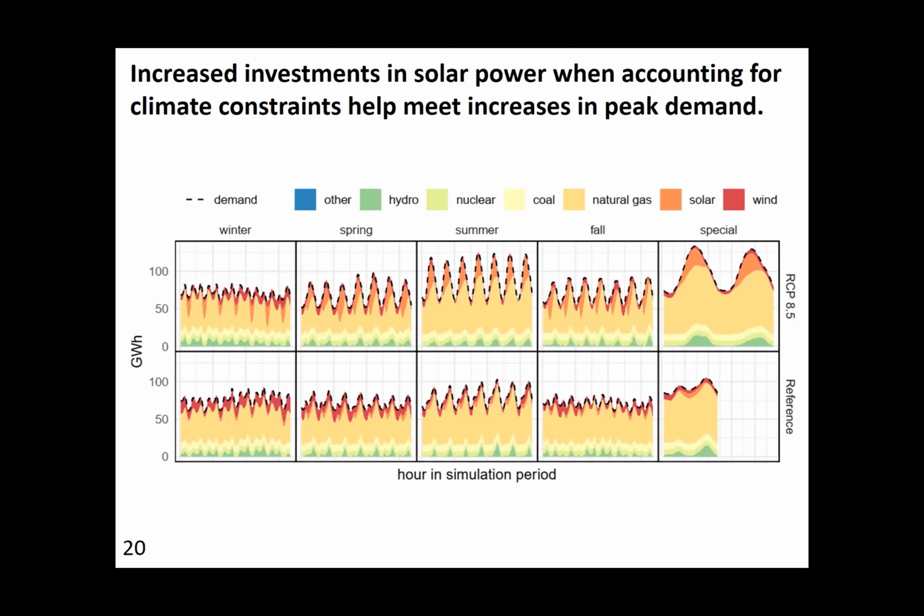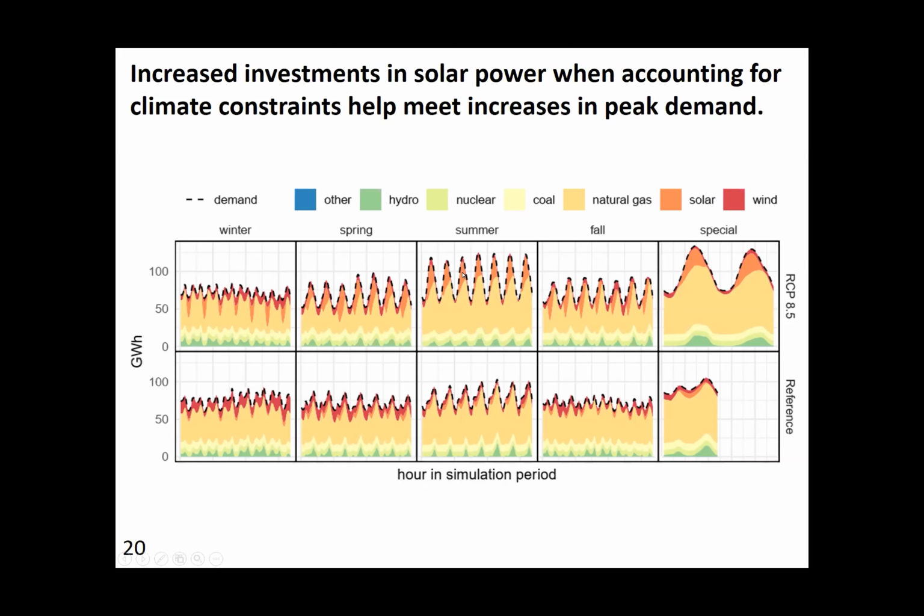These are time series of generation for the different seasons in our capacity expansion model. And then at the end here, special, is our peak demand period. And this dark orange is the solar. And so you can see in this peak demand period, we get a lot of really good generation from our solar power. Same in the summer, we get a lot of generation from solar during those peak demand periods.